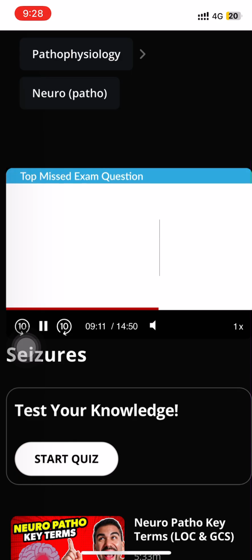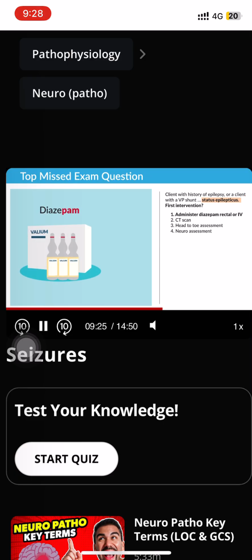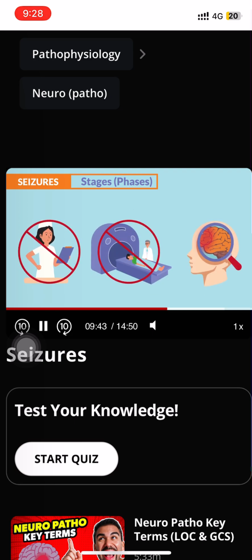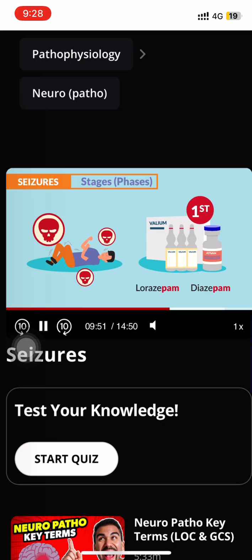So when you get an exam question about a client with a history of epilepsy or a client with a VP shunt, or really anyone at high risk for seizures, watch out for the keyword status epilepticus. Just think status, a pile of seizures. Big, huge medical emergency because it's very dangerous. Remember, the first intervention here is to administer diazepam rectally or IV. Now, don't let the NCLEX trick you here. Do not further assess the patient. We're not doing a CT scan. We're not even doing neurochecks. Status epilepticus will kill your patient, so you must give PAM and LAM ending drugs first.